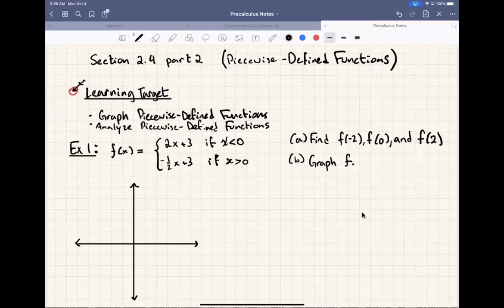This time we're going to be covering the second half of section 2.4, part 2, which is piecewise defined functions. Our goal today is to graph piecewise defined functions, not only to graph them, but to analyze them as well. Okay? We're just going to have three quick examples and then we're going to call it a day. All right?